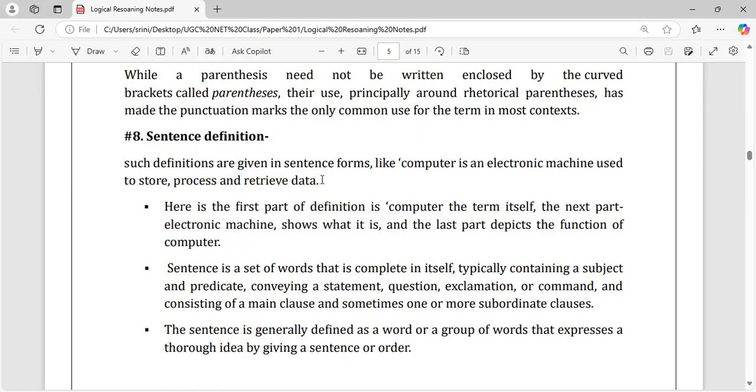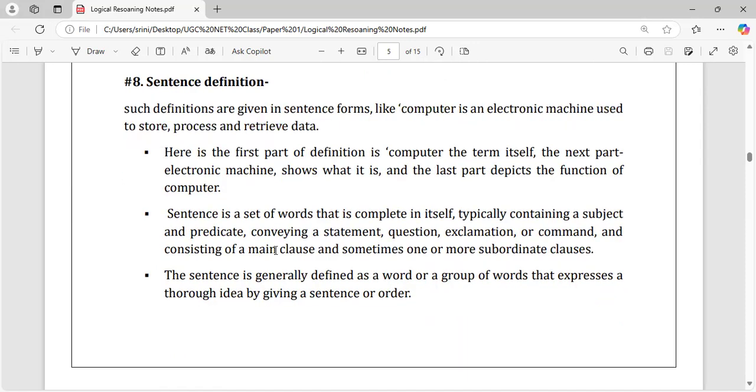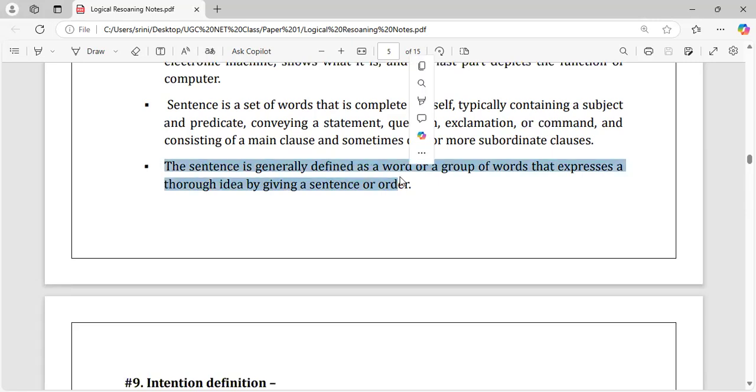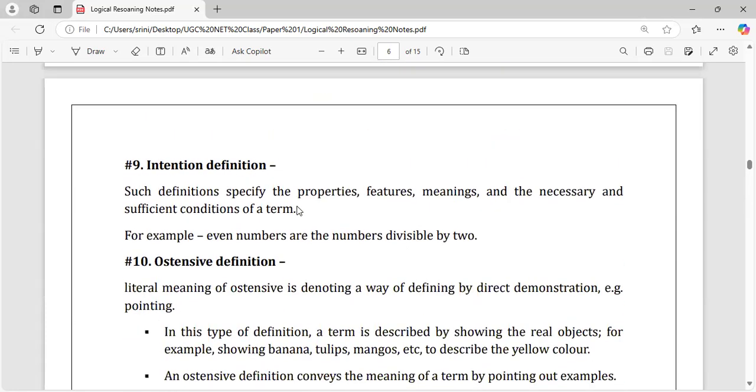Within a sentence, we are defining computer as an electronic machine used to store, process, and retrieve data. So the term being defined here is computer, the definition in the form of a sentence. A sentence is a set of words that is complete in itself, typically containing a subject and predicate, conveying a statement, a question, an explanation or a command, and consisting of a main clause and sometimes one or more subordinate clauses. The sentence is generally defined as a word or group of words that expresses a complete idea. Then intension definition.